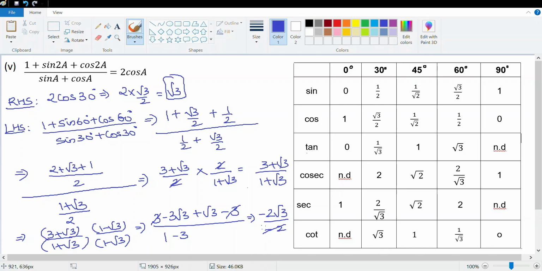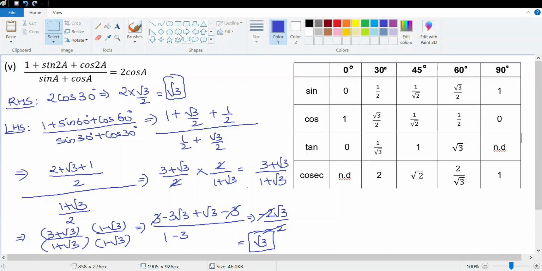Negative 2 and negative 2 get cancelled, which means I am left with root 3. So I have got my answer. Left hand side and right hand side are equal to root 3. Therefore, LHS is equal to RHS is equal to root 3. Hence, proved.